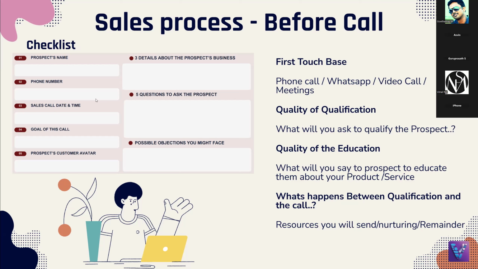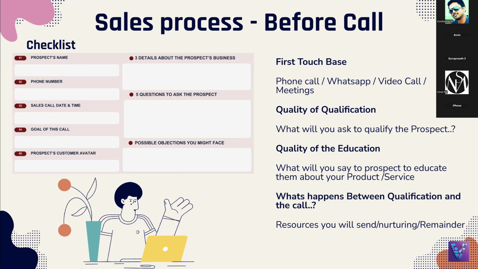This is the checklist: who is the prospect and what is the phone number, and the sales call, what is the time and the date of the meet, and what is the goal of the call, and what is the prospect customer avatar. These are the things we need to check before the call. If any doubts, or shall I move to next slide, guys?